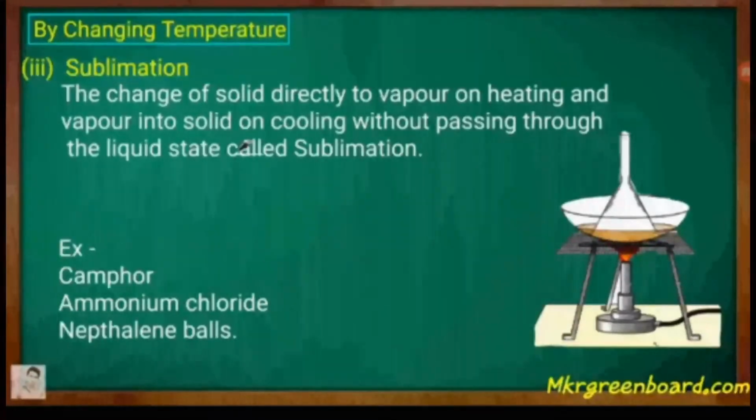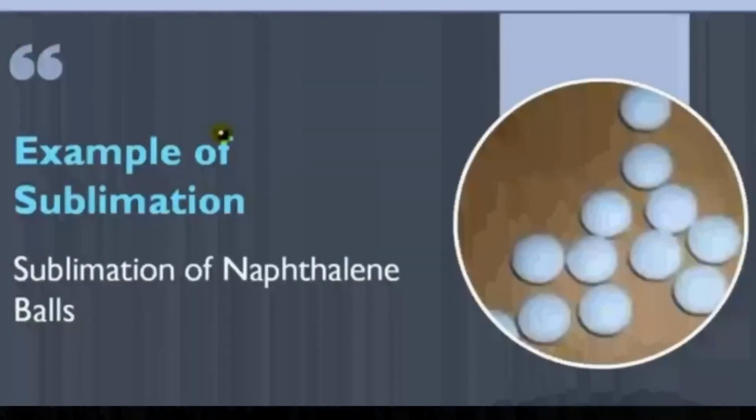A change of state directly from solid to gas without changing into liquid state. Meaning here the camphor or ammonium chloride directly changes into vapor without becoming liquid. This process is called the sublimation process. Examples of sublimation are camphor, ammonium chloride and naphthalene balls also.